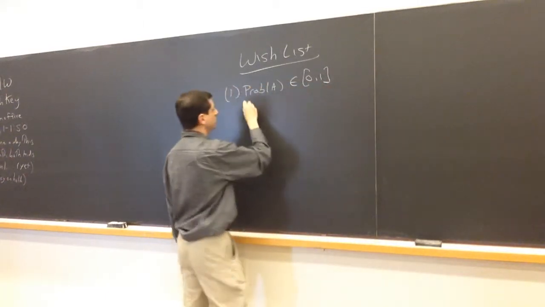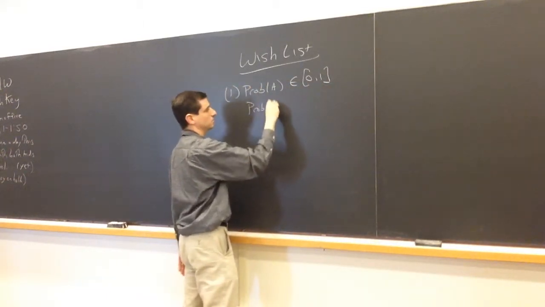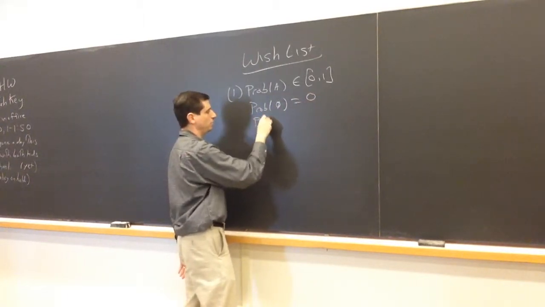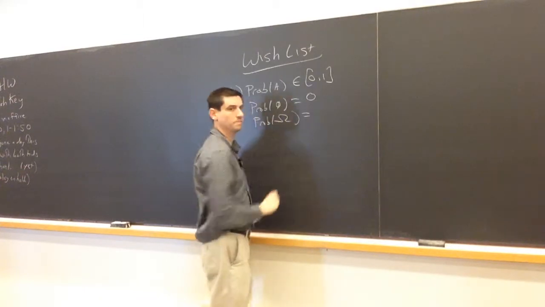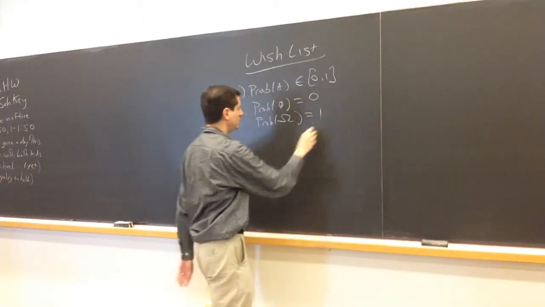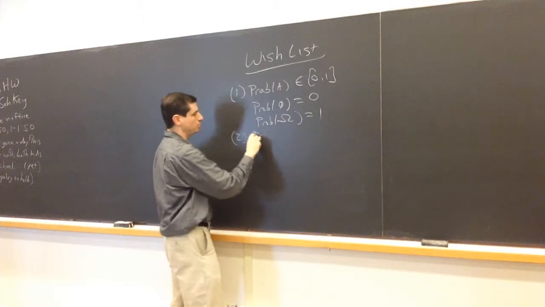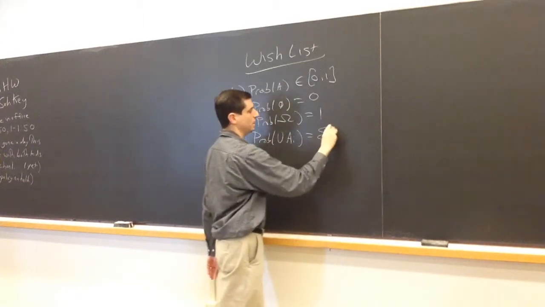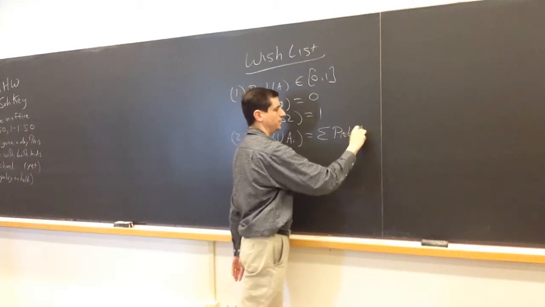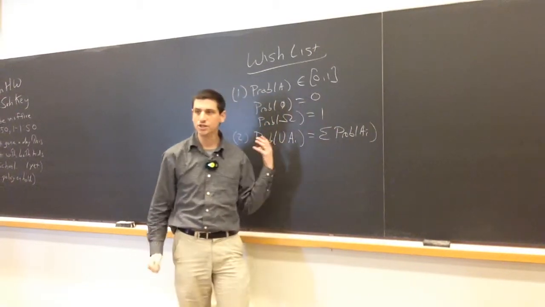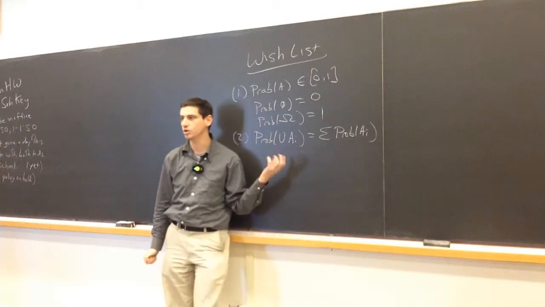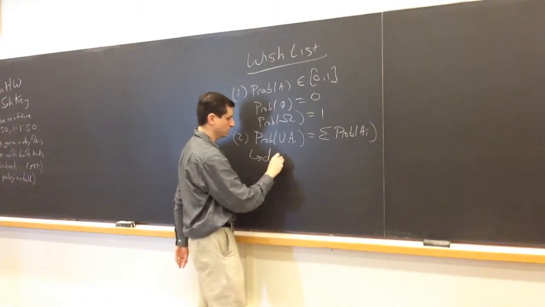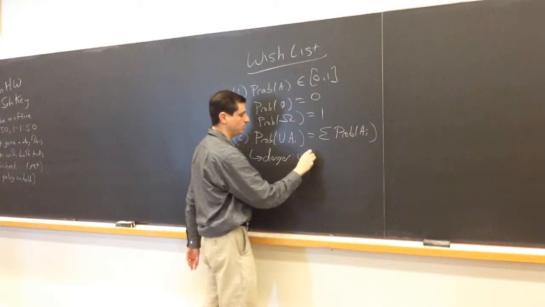What do we want the probability of the empty set to be? 0. The probability nothing happens is 0, and the probability that something happens is 1. And then we talked about the probability of the union of the A_i being the sum of the probabilities of the A_i. And we saw that there were some issues with this, that putting this on our wish list was too much. So the danger was uncountable unions.